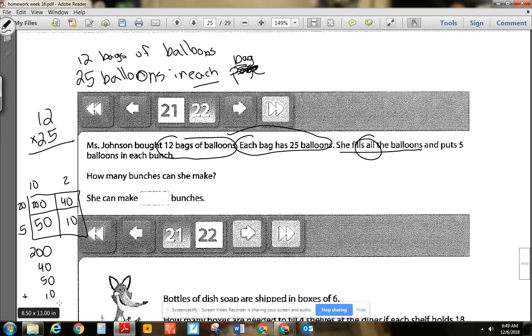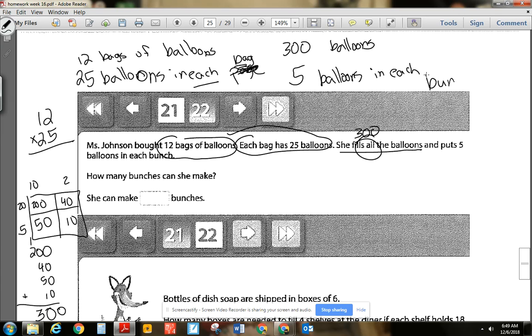So we get 200, we have 40, we have 50, and we have 10. We can add all these together. We got 0, 9, 10. We got 300. All right, so right now she has 300 balloons. That's all of the balloons. She's got 300 of them. And puts 5 balloons in each bunch.